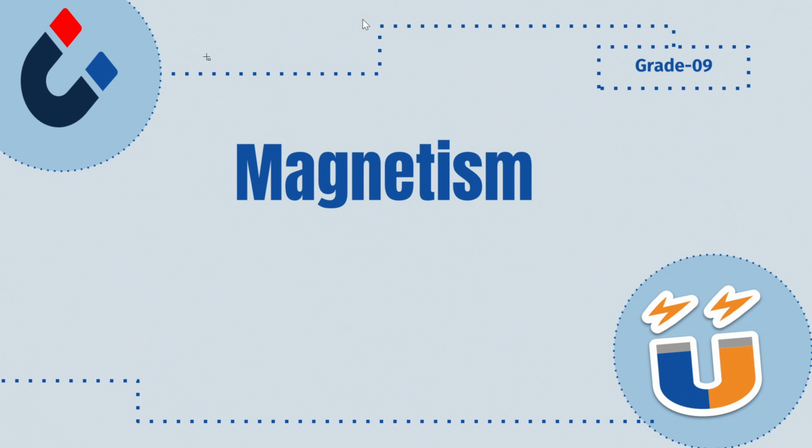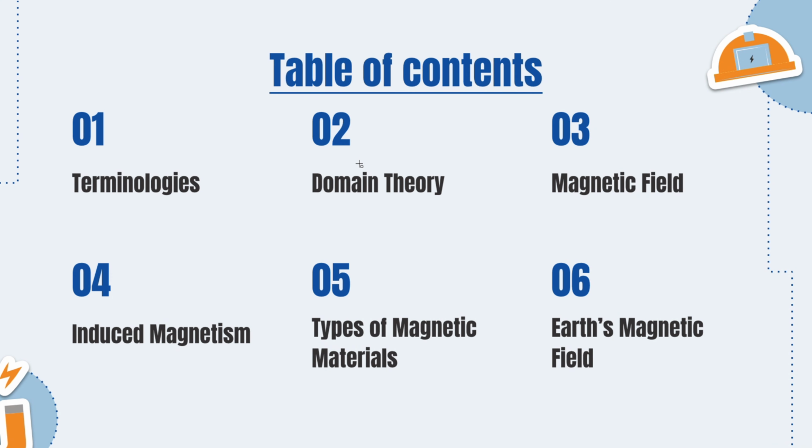Today we will start a new chapter named Magnetism from the grade 9 physics. In this chapter, there is a table of contents that we are going to follow. In the first video, we will dive into some important terminologies related to this chapter. And then in the next videos, we will move towards a few advanced topics like domain theory, magnetic field, induced magnetism, types of magnetic materials, and Earth's magnetic field.